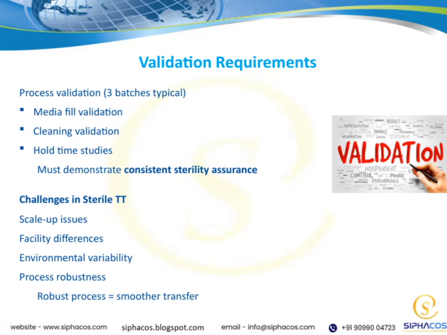Let's talk about validation requirements. When we're validating our sterile processes, we typically look at 3 key areas. First, process validation, which usually involves about 3 batches to ensure consistency and reliability. Then, media fill validation, which is critical for confirming that our aseptic techniques are effective without risking actual product. Next, cleaning validation to make sure our sterilization procedures are thorough and effective.